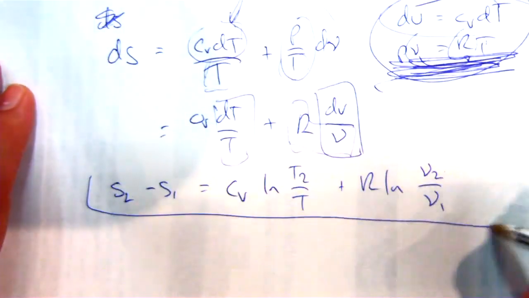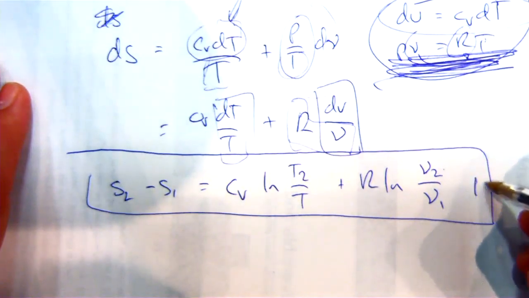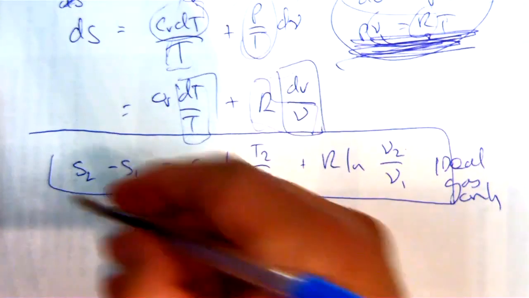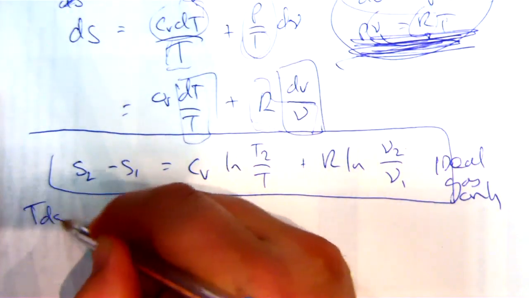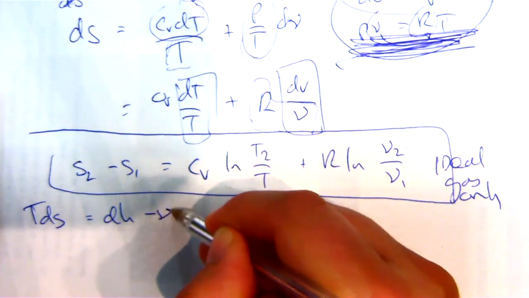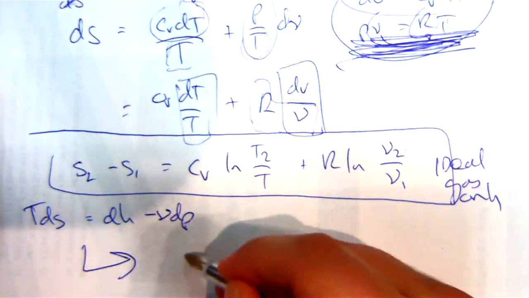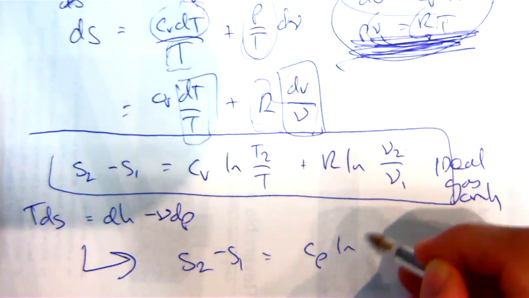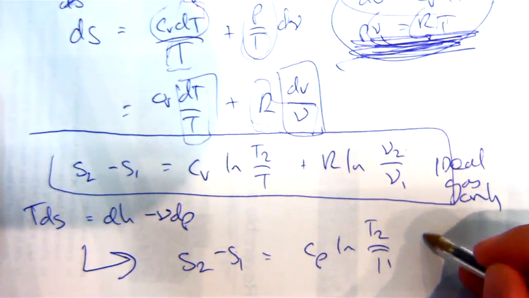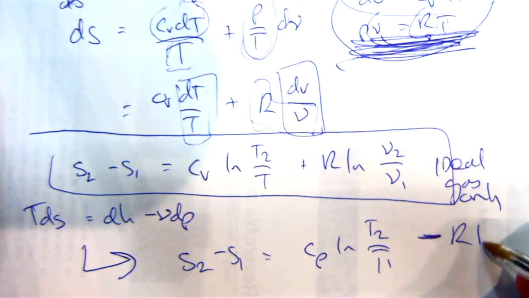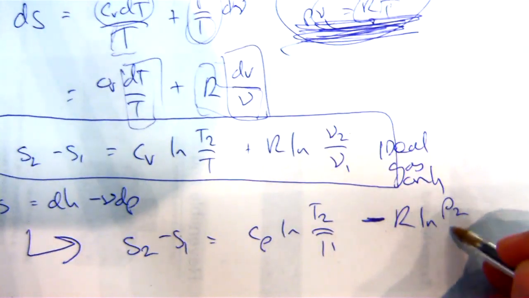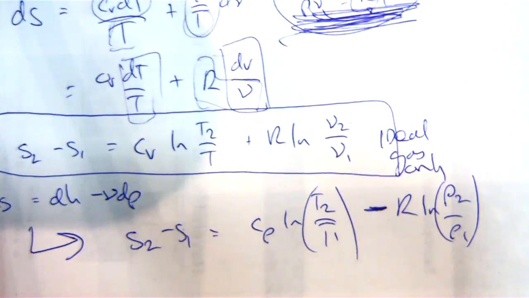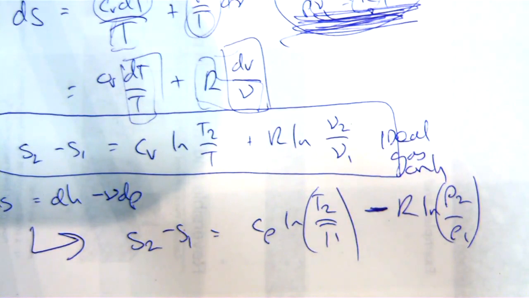This is for ideal gas only. If I started with my T dS equals dH minus V dP, the same games could take me to S2 minus S1 equals CP log T2 on T1 minus R log P2 on P1. All right. It's the same set of maths, the same kind of substitutions.